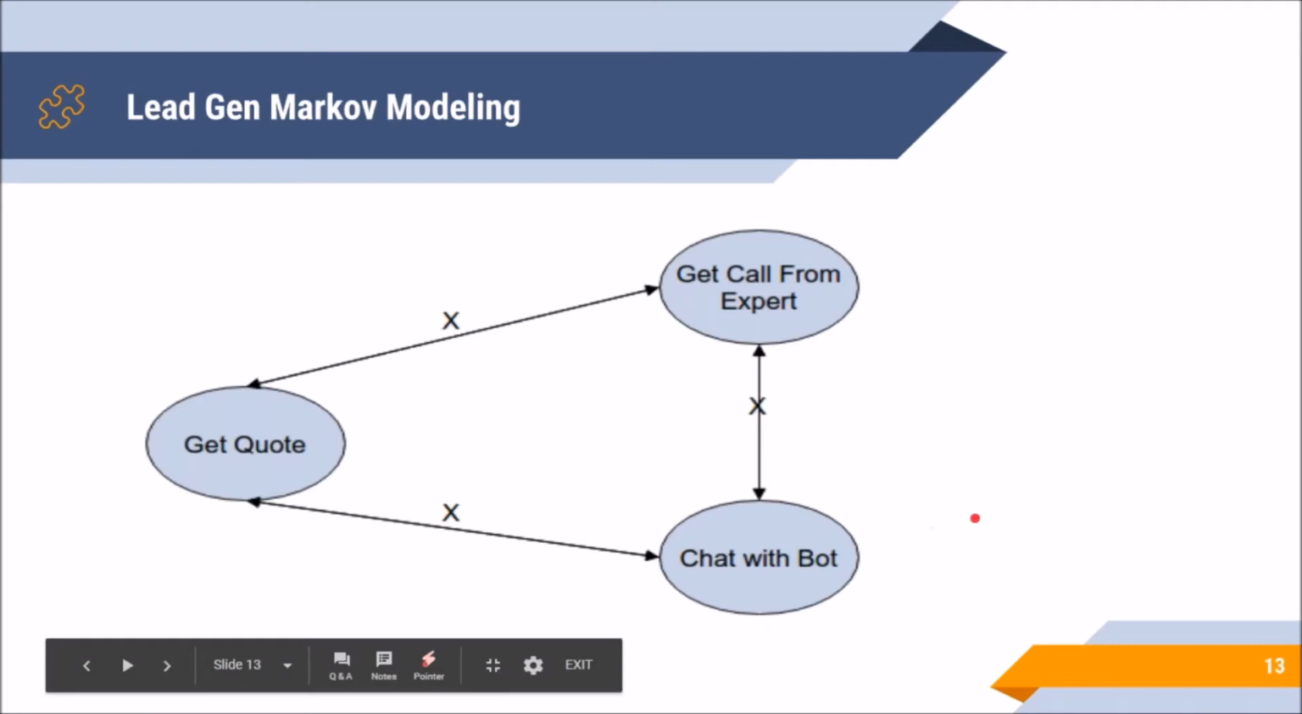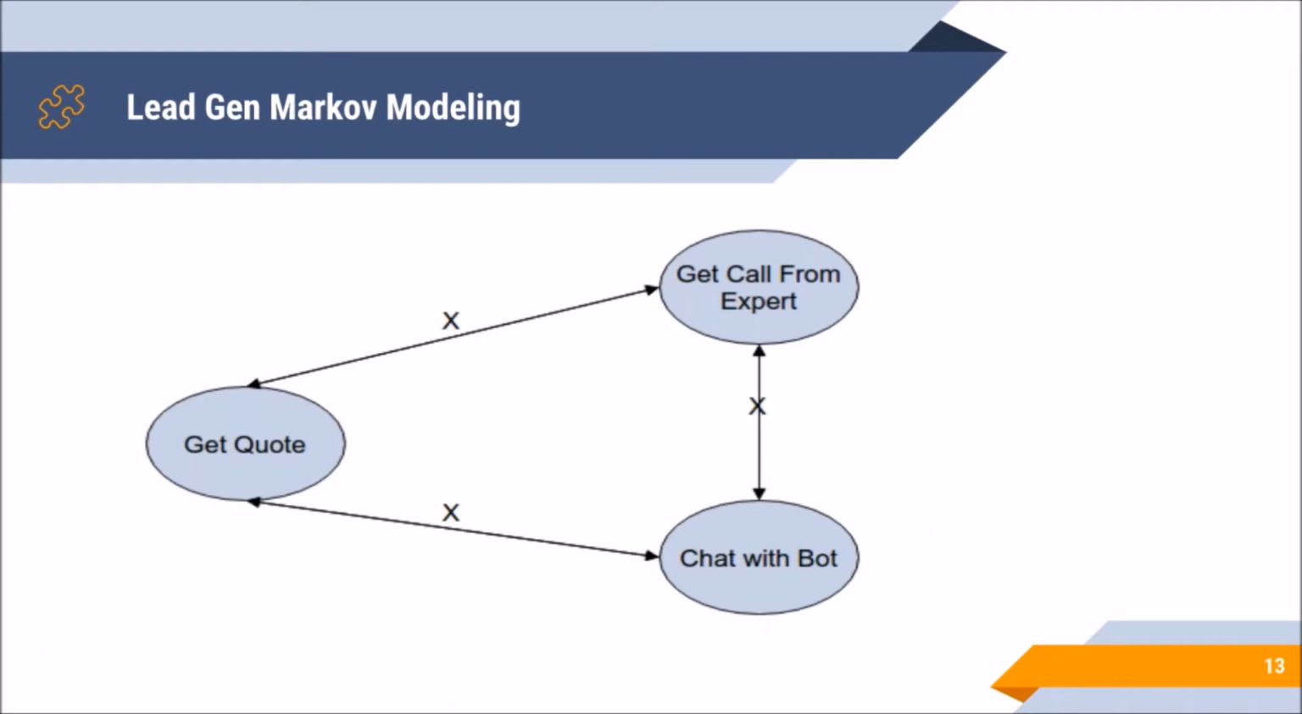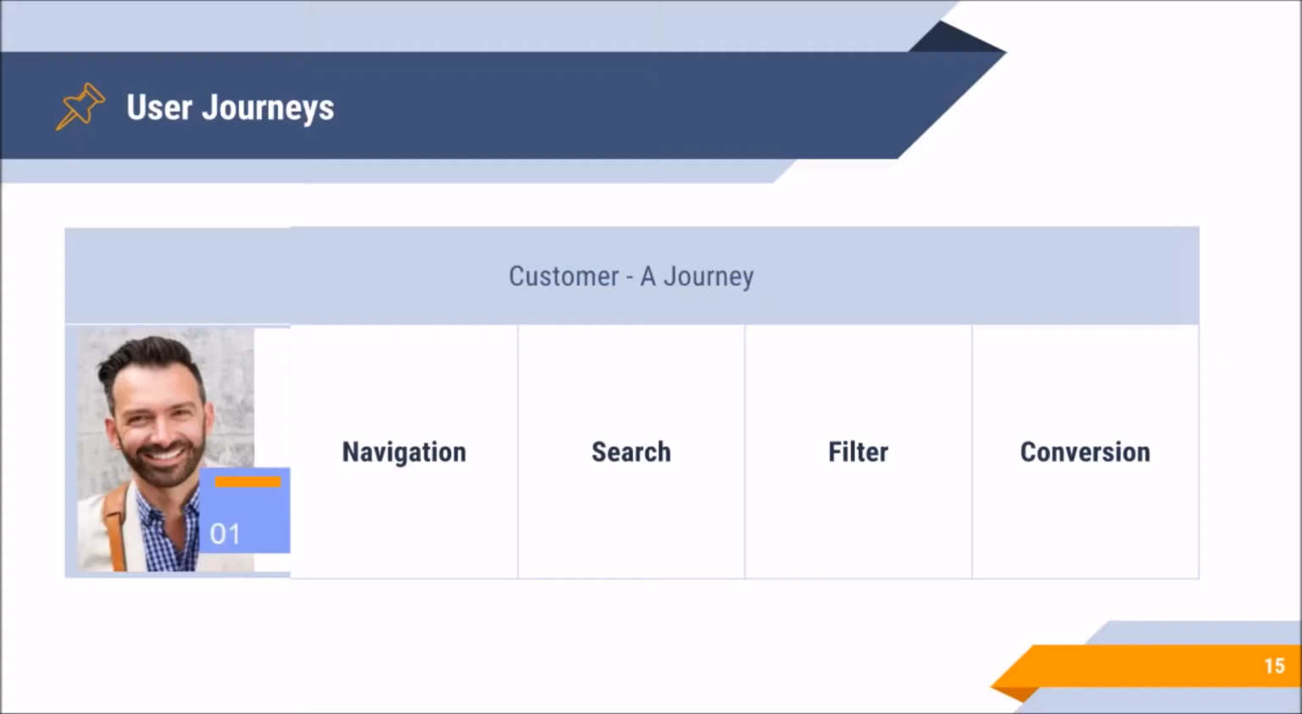So now let's extend our example of an e-commerce store to a concrete example of how the Markov model can affect a user journey. So let's have an example.